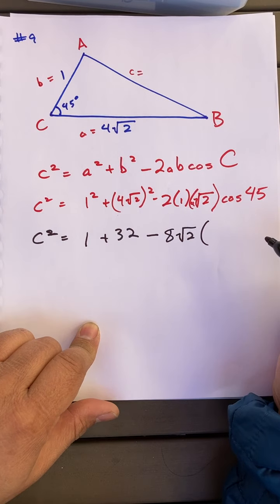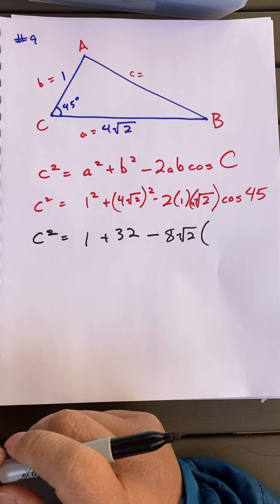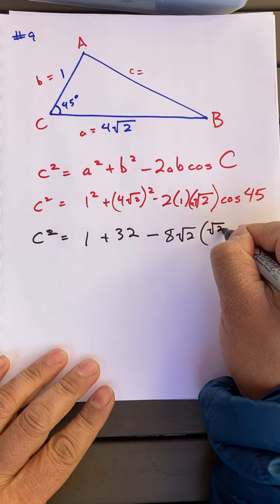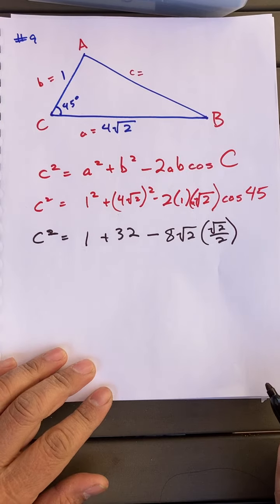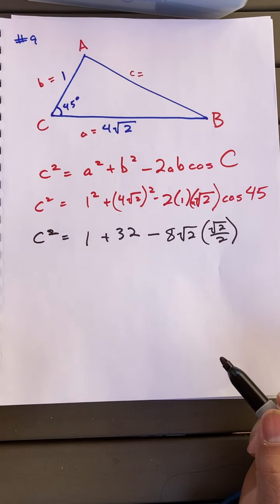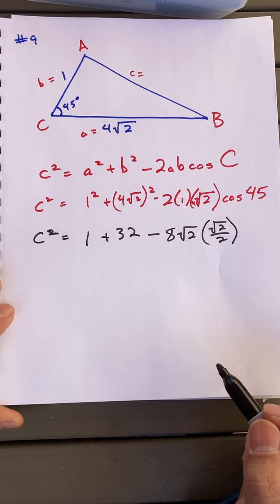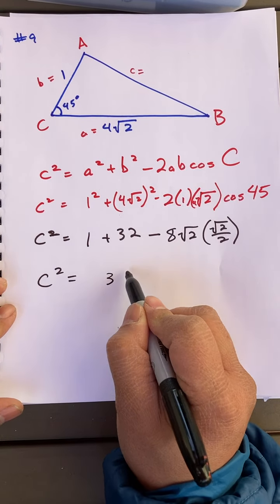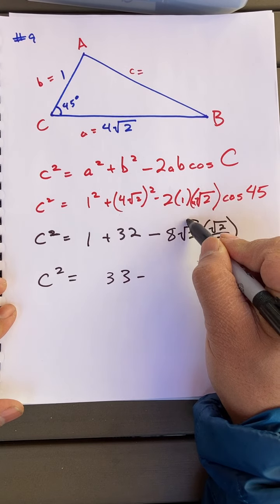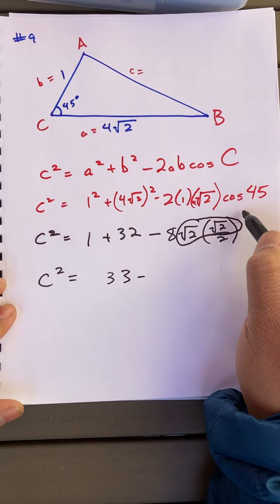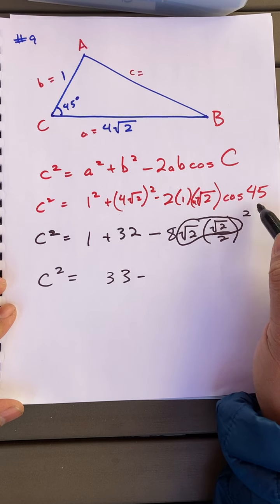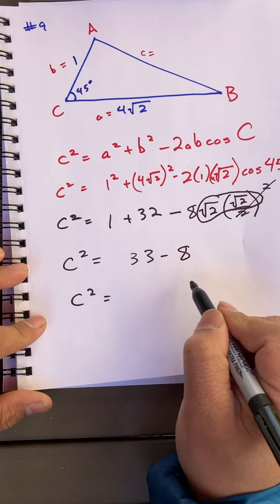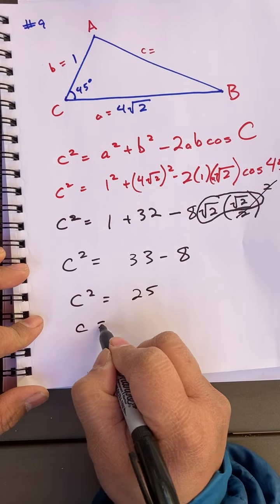cosine of 45 degrees, and this is something you should get from the unit circle because they're saying do not use a calculator, is square root of 2 over 2. I also had it in the review 1 minute earlier. All right, so I'm just going to continue. That's 33 minus, let me see, that's equal to 2, but then this will divide out. So there's an 8 there. c squared equals 25. c equals 5.